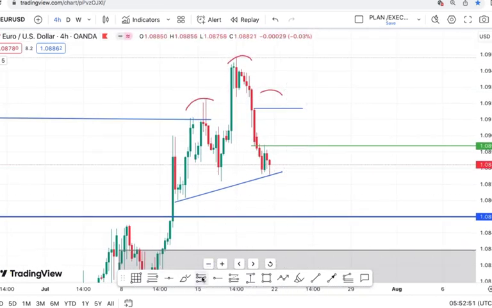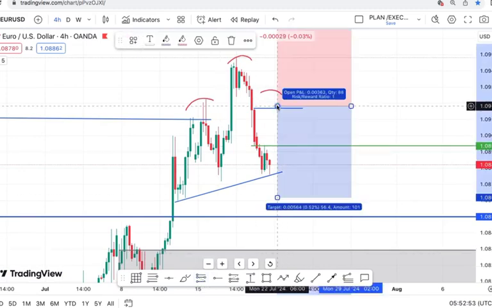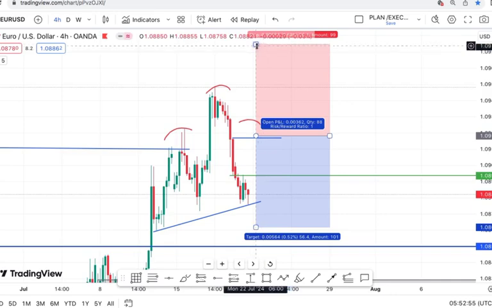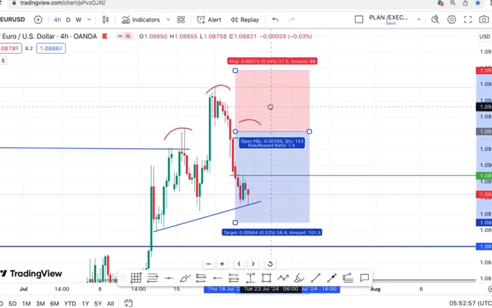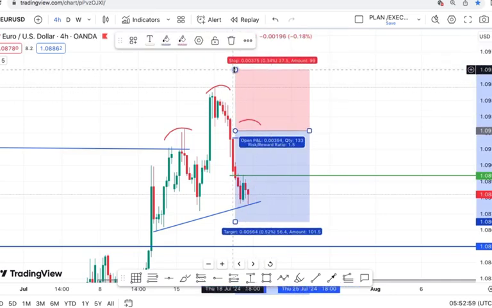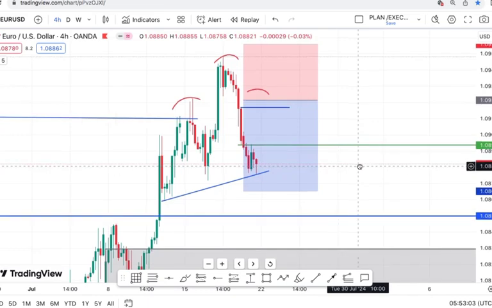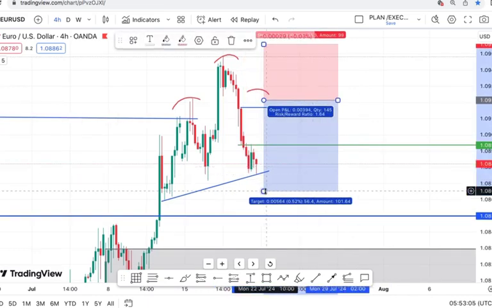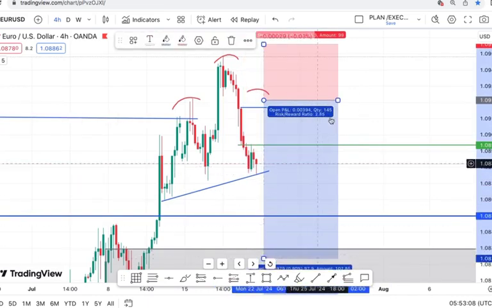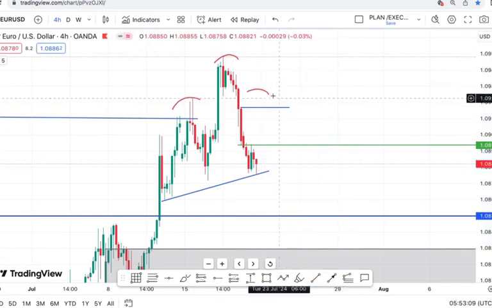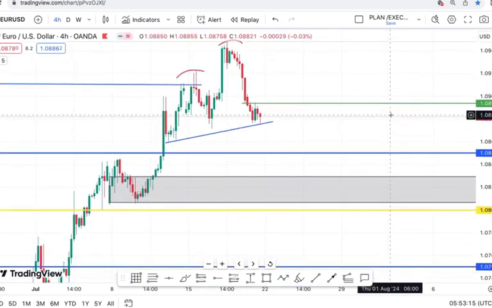You can do something like this: put your stop loss above these highs and target this demand zone here. It will be a good risk to reward for you. So this is what I'll be looking at from the 4-hour on EURUSD.